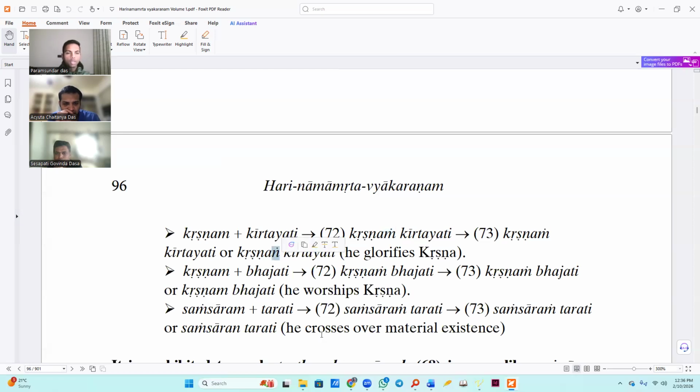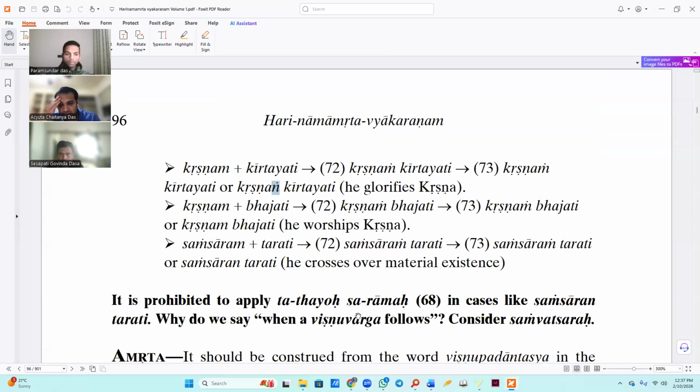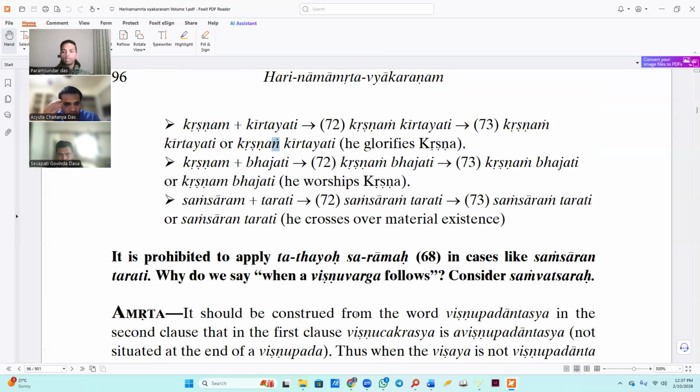Krishna Kirtayati. Actually, I had a premium version. I don't know how it ended. I'll just check the subscription. It's going to end. So if you want to study more, I can, or if you want to just stop, let me know.